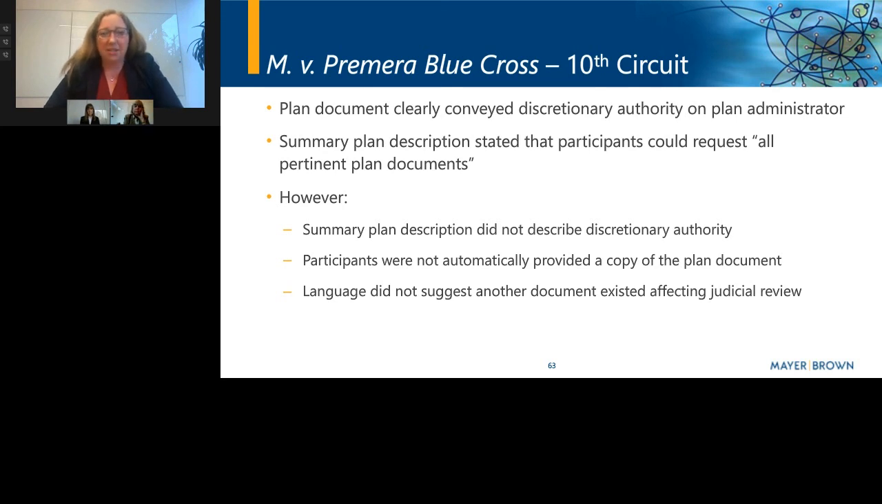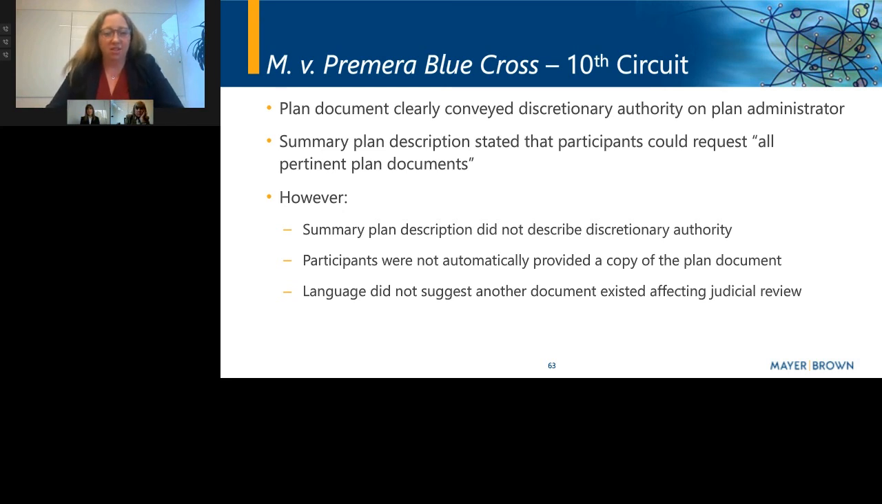In the Primera case, the plan document did convey discretionary authority on the plan administrator, and the summary plan description stated that participants could request all pertinent plan documents. However, the court found that there were a few issues. First, it was concerned that the summary plan description didn't describe the discretionary authority conveyed on the plan administrator. Second, participants were provided a copy of the summary plan description, but were not provided a copy of the plan document, presumably unless they requested one.